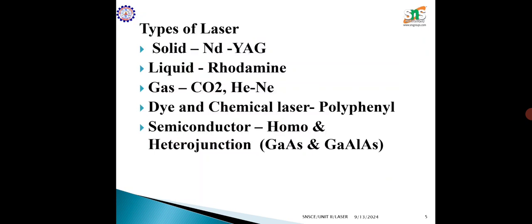Next are the types of laser. Based on the material chosen, lasers can be classified. The first one is the solid laser, an example is Nd:YAG. Liquid laser, rhodamine. And gaseous lasers, we can have carbon dioxide and helium neon laser. For dye and chemical lasers, we have polyphenol as the example. And semiconductor laser, here we have homojunction and heterojunction semiconductor lasers. In this, we are going to discuss Nd:YAG, CO2 and semiconductor lasers in detail.